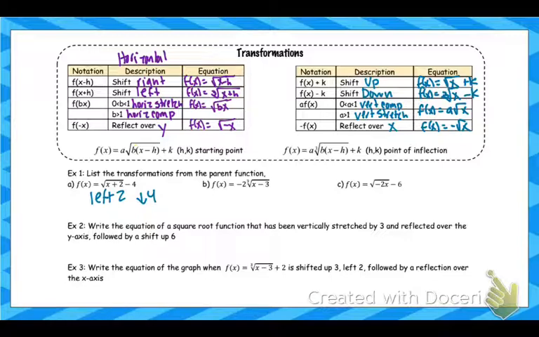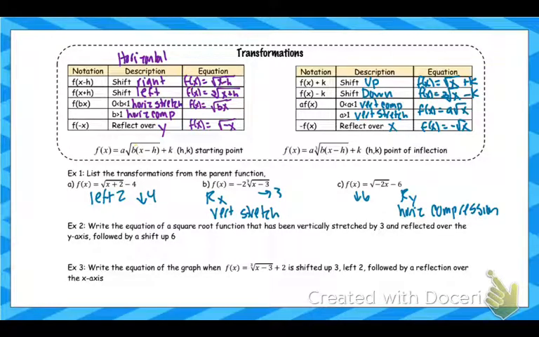On B, that's gone right 3, it's reflected over the x, and it's got a vertical stretch. On C, it's gone down 6. That's the only vertical change. My two horizontal changes are inside the root, so reflecting over the y, and a horizontal compression. Remember, those are backwards.